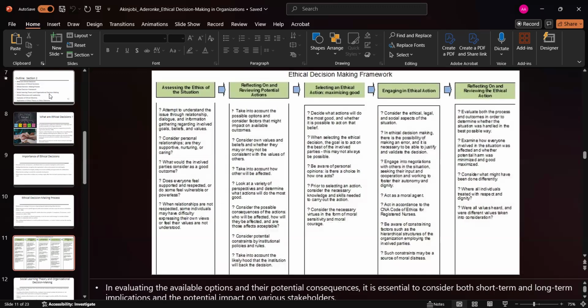Ethical decision making framework. This is a guide for individuals or leaders to make decisions. The first thing the individual or the leader has to do is to assess the situation and look at the ethics of the situation and reflect. The second thing is to reflect on the alternatives and the possible outcomes of those alternatives. The third one is selecting an ethical action, which of course maximizes positive impact on the employee, the society, and the organization as a whole.